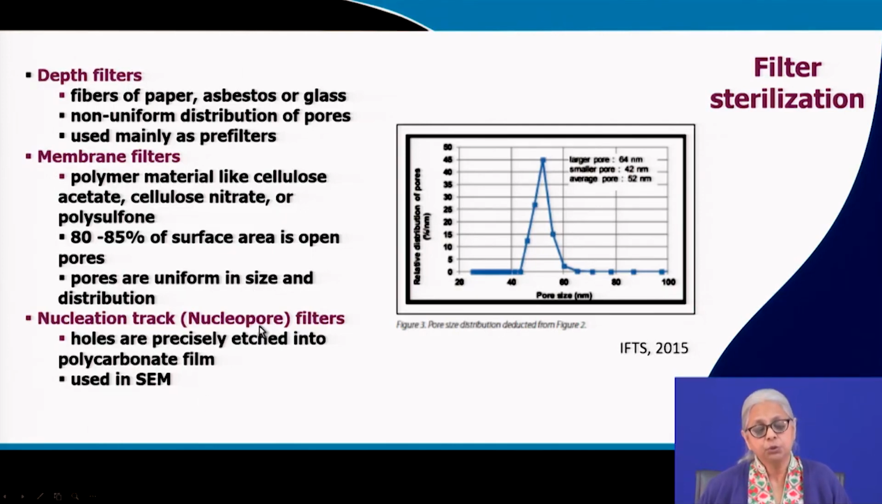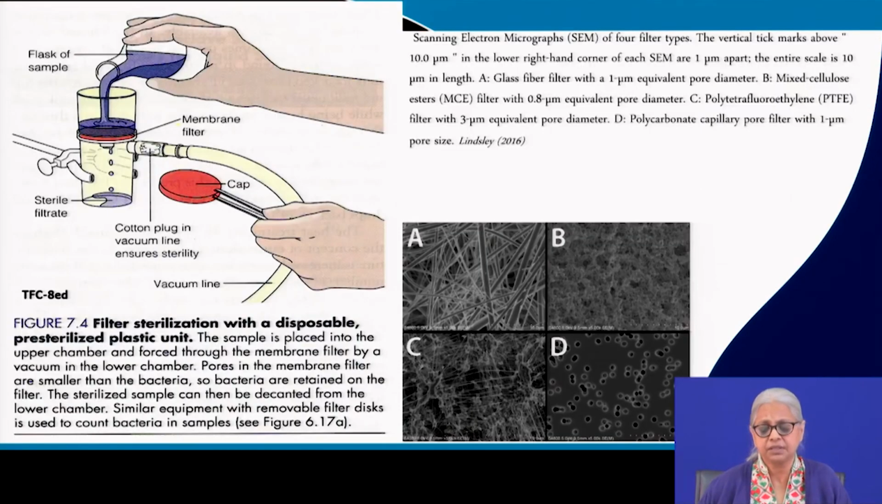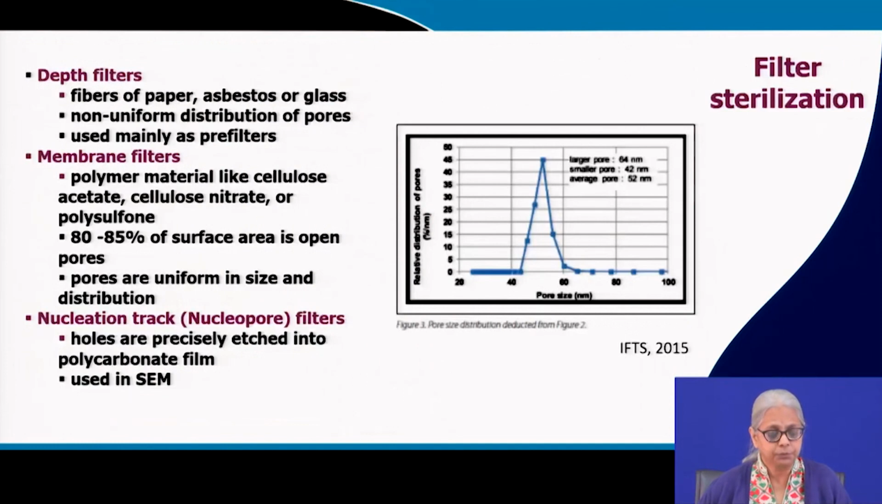And finally, we come to what are called nucleation track filters, and the brand name is Nucleopore. These are holes or pores that are precisely etched into the polycarbonate film. So you can see the etching of the pores into the film. It gives you a uniform size distribution of the pores.